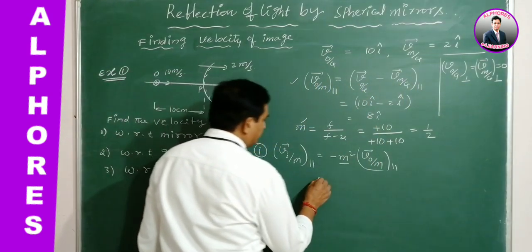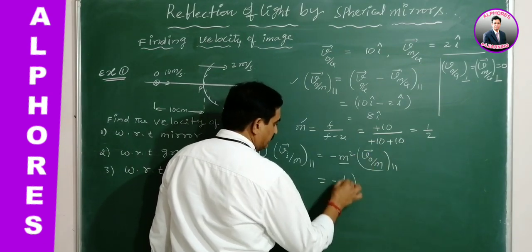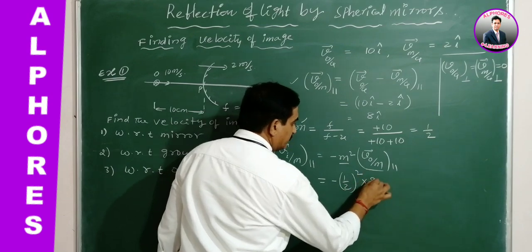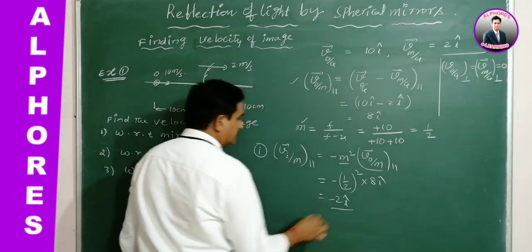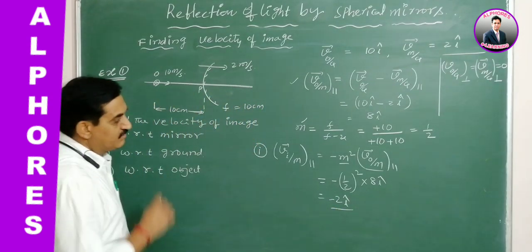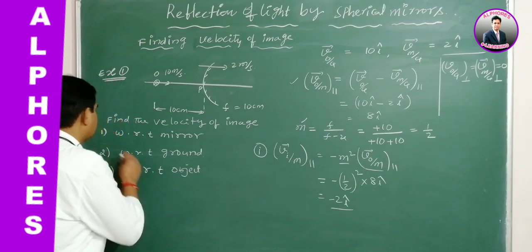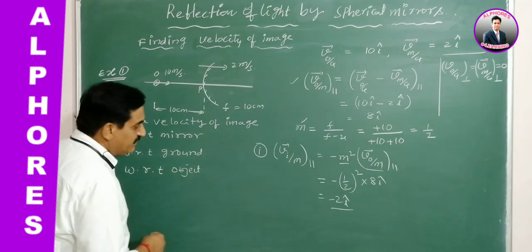So here it simplifies: minus m is 1 by 2, 1 by 2 whole square into 8i, which gives us minus 2i. This is the velocity of image with respect to mirror parallel to the principal axis. So this first question is over, and let us go for the second one.